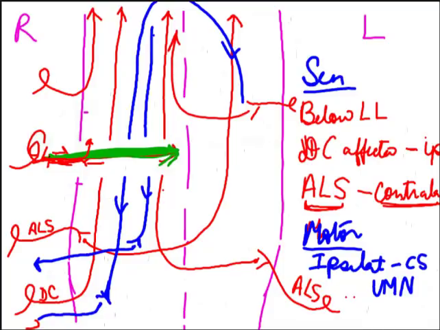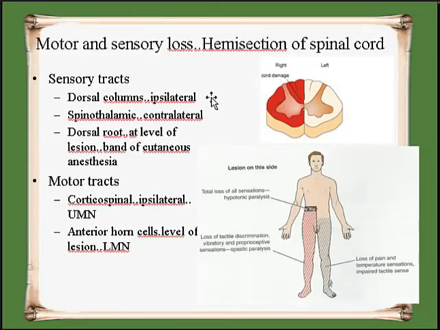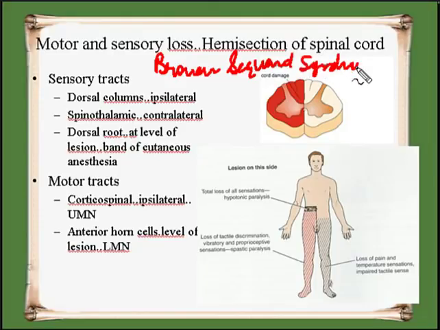And here we have this hemisection of the spinal cord, and this hemisection of the spinal cord is known as Brown-Séquard syndrome. We often describe this Brown-Séquard syndrome, and this is done more for didactic purposes. It's very rare that the spinal cord is divided totally in such a fashion that it's sliced exactly in the middle. But this is just so that you understand how the nervous system works, that's why we define this Brown-Séquard syndrome.